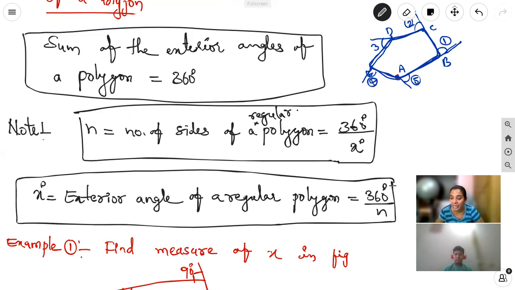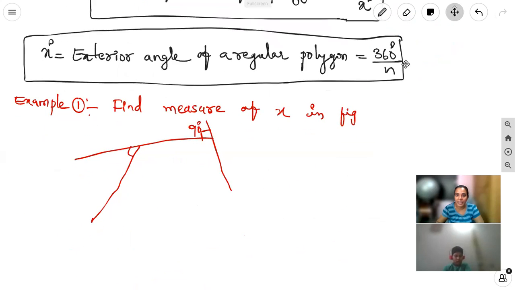We are not discussing the irregular. Just if we want to find out the number of sides of a regular polygon, we use the angle. In the same way, when we know the sides in a regular polygon, we can find the exterior angle. Here we are discussing some examples.